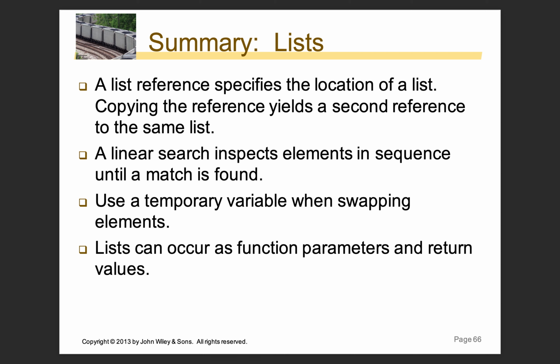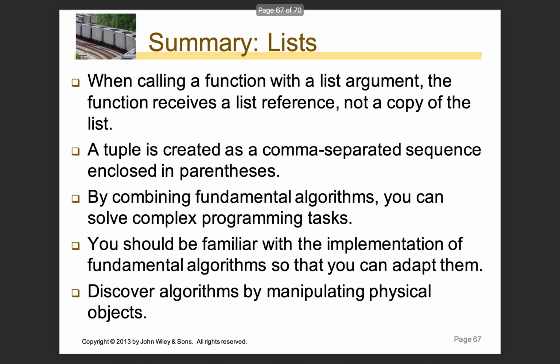Lists can occur as function parameters, and they can be returned values as well. When calling a function with a list argument, the function receives a list reference, not a copy of the list. We are doing pass by reference here, not pass by value. Be careful, you will change the original list. A tuple is created as a comma-separated sequence enclosed in parentheses. Tuples are immutable. You cannot modify the values once it's been created.